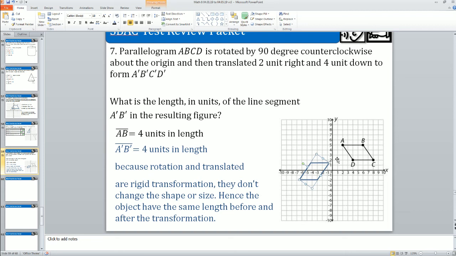Good? This is part definition and conceptual. You have to understand that rotating and translating does not change the object's length or size. So if it's 4 before, it's also 4 after. The before and after objects are always congruent. Right? So there you go. That is your answer for number 7. So there you go. Those are all your solutions for page 2 of your SBAC test review packet.